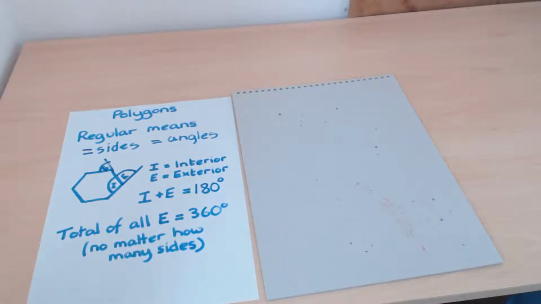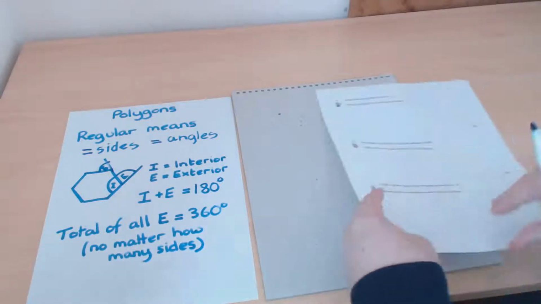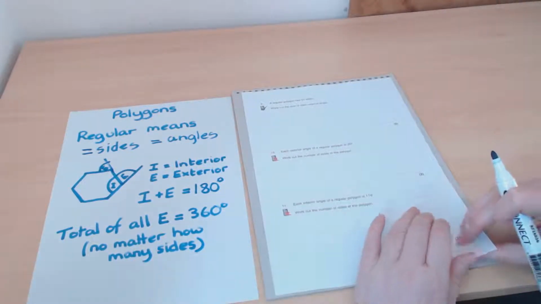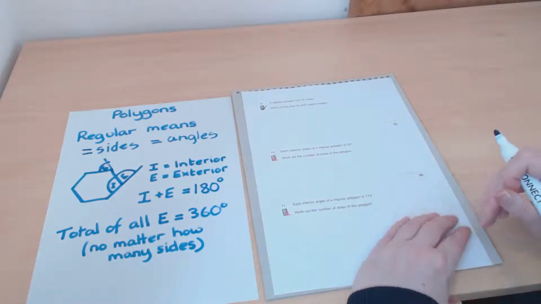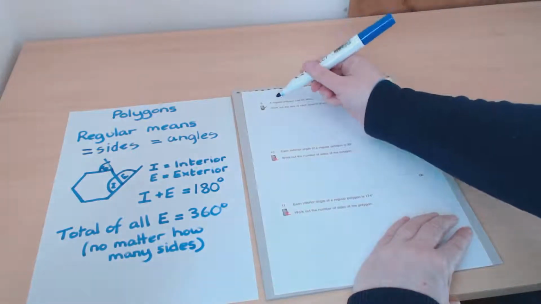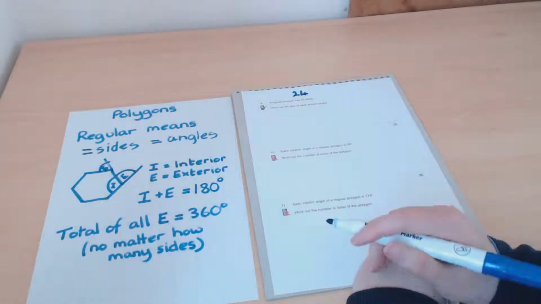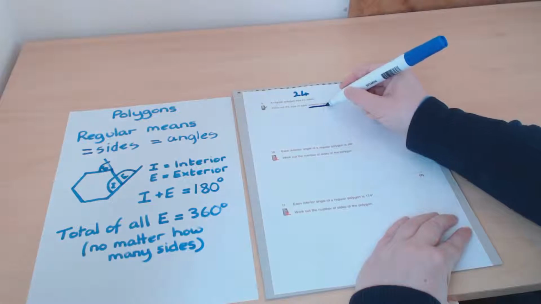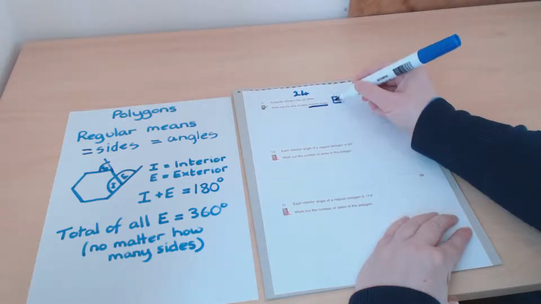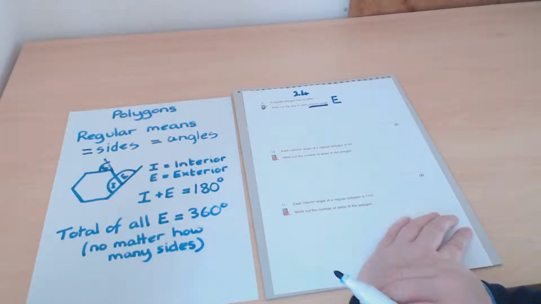Let's look at a couple more examples. So here we haven't got a picture. You don't always get a picture, okay? So this one says we've got a regular polygon that has 24 sides, and they want us to work out what the size of the exterior angles would be.